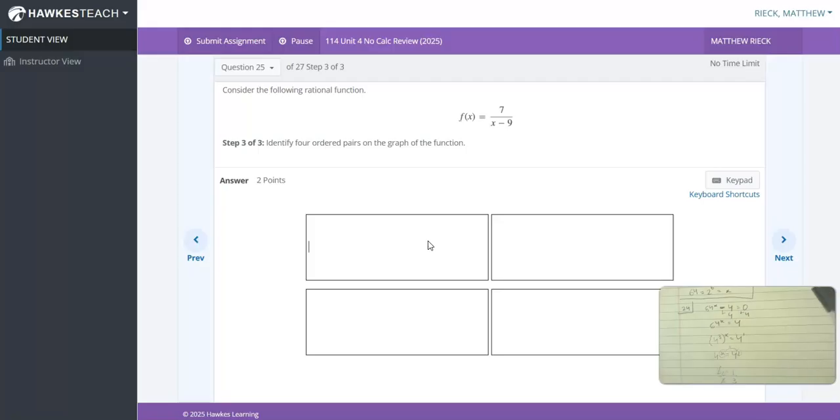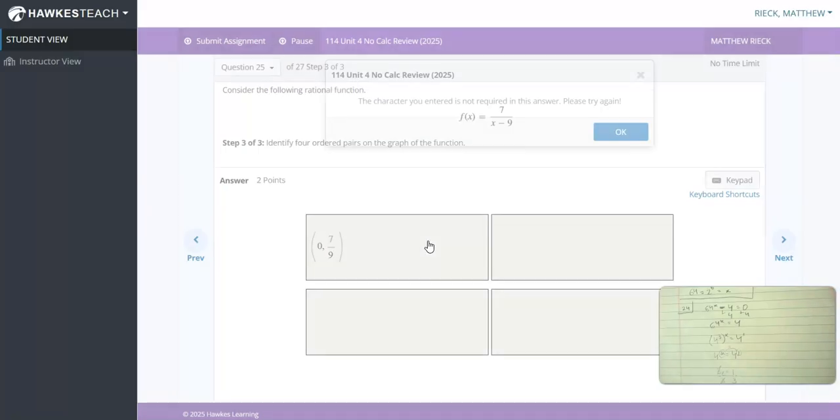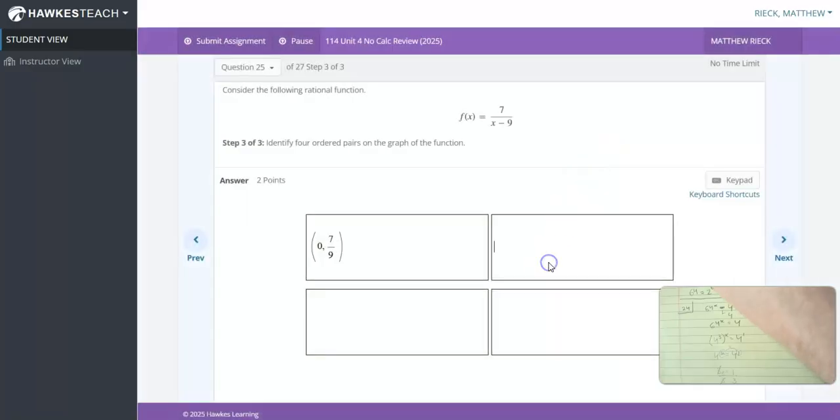And then again, here we just have to plug in values. So we have 0. We have 7/9. When x equals 1, we have negative, so you have 7/8. Yeah, because you have 7 over negative 8. Let's say when x equals 10, we have 7 over 1, or simply 7.